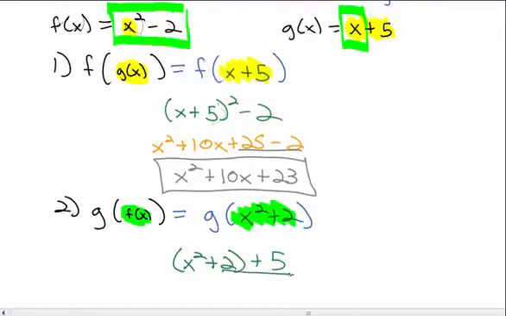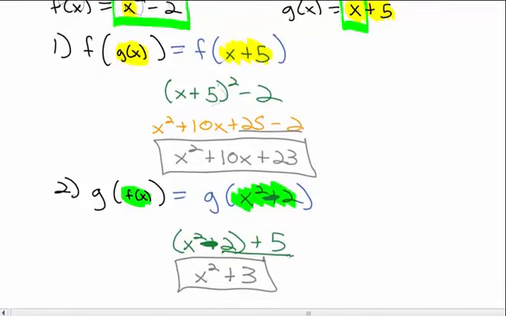Combine like terms, and we'll end up with x squared plus, oops, it's x squared minus 2, isn't it? Backing up. It should be a minus 2 each time. Don't change the sign. Keep the sign the same. So x squared plus 3 when we combine like terms.